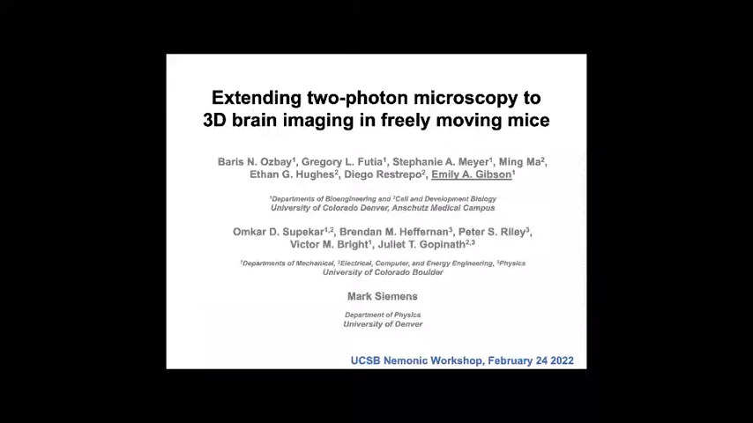It's always really nice to hear about the latest in two-photon microscopy at this workshop. And it's unfortunate that it's not being held in Santa Barbara, especially with our record cold in Colorado right now.